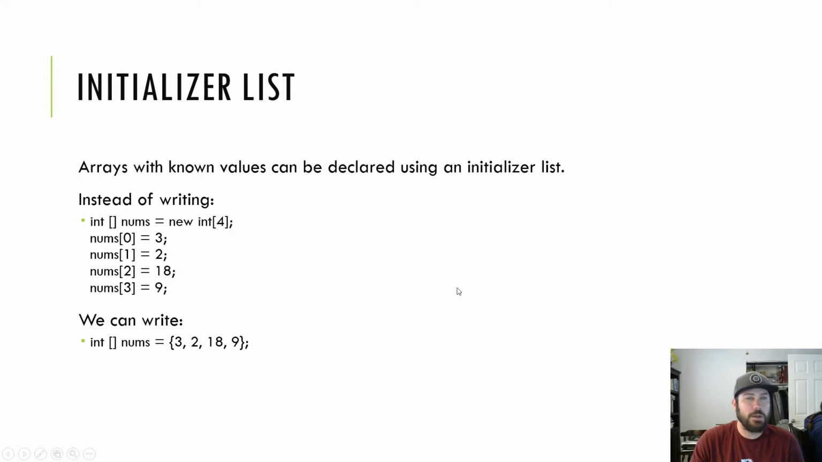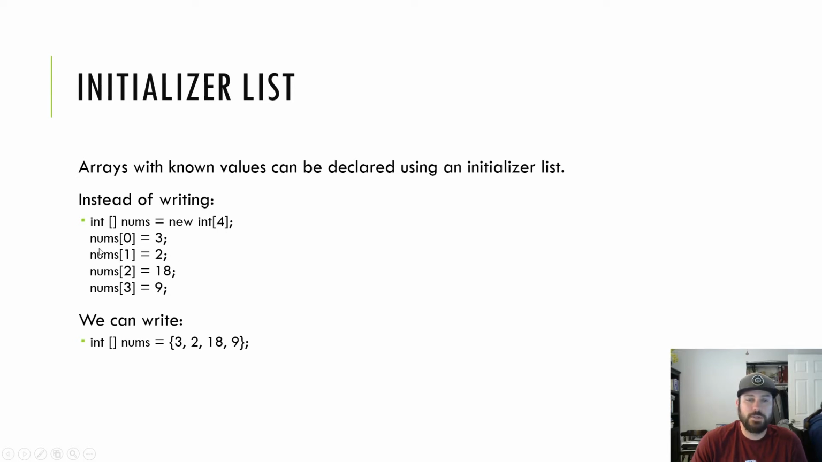Okay, there is another way to do this using an initializer list. An initializer list is kind of a shorter way of declaring and initializing an array. So you can see up here, instead of having to write this where we declare the array with 4 elements, and then here's the initialization.